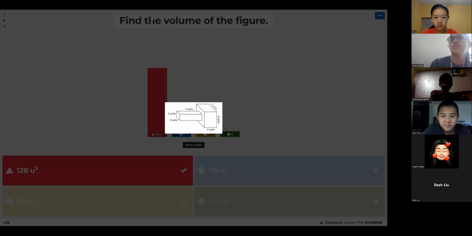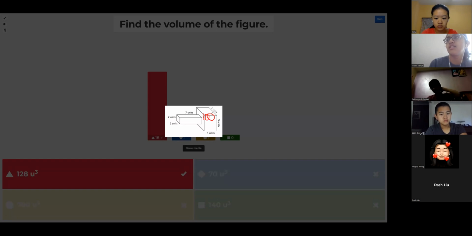So this right figure over here is 5 times 5 times 4, which is 25 times 4, or 20 times 5. And that's just 100 units cubed. Then this is 7 times 4 times 4, or sometimes 2 times 2, which is 7 times 4, which is 28. And 28 plus 100 is 128.